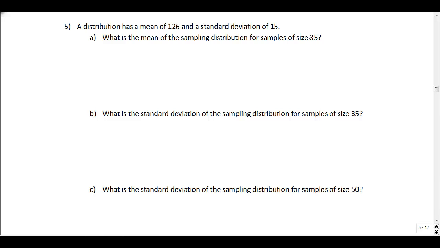So because our samples are size 30 or bigger, the central limit theorem is basically going to apply. We're going to assume our sampling distribution is essentially a normal distribution. So what we get is a normal distribution with mean of the sampling distribution, that's mu x bar, is going to be the same as the mean of the original distribution. So the mean of the sampling distribution is the same as the mean of the original, which is 126.